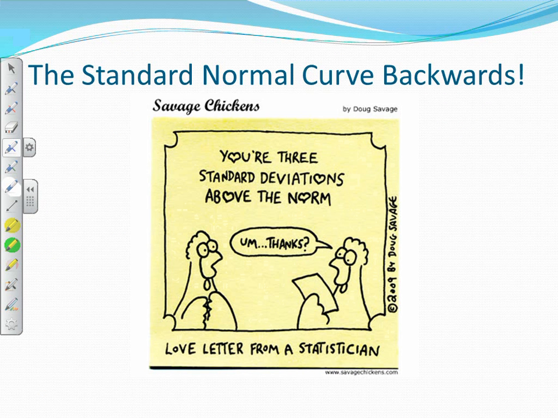Okay. We're going to go backwards from what we did last class. Last class, we went from an observation. We turned the observation into a z-score, a distance in terms of standard deviations away from the mean. And then we used the z-score to find our percent, our area, or our probability. This was last class.